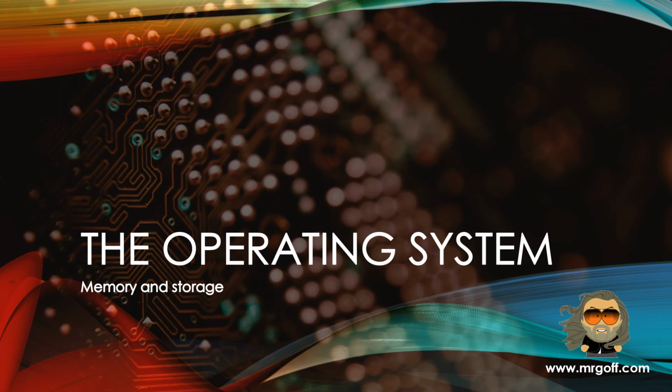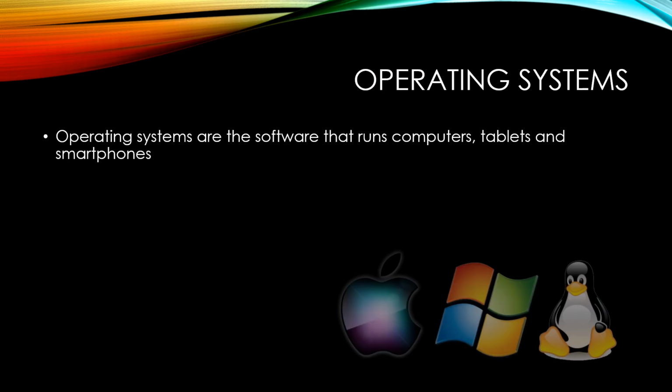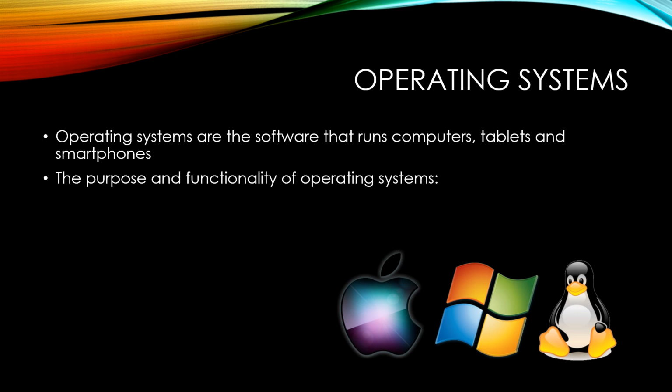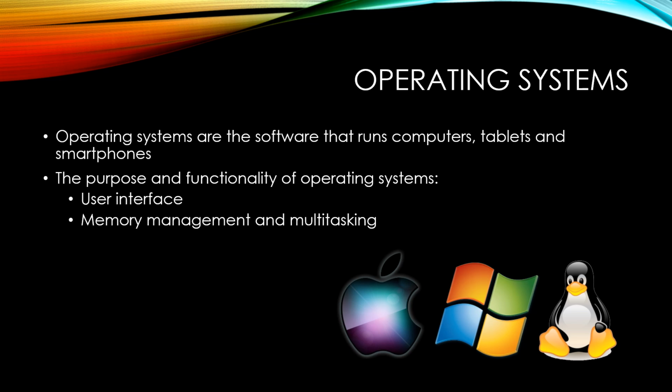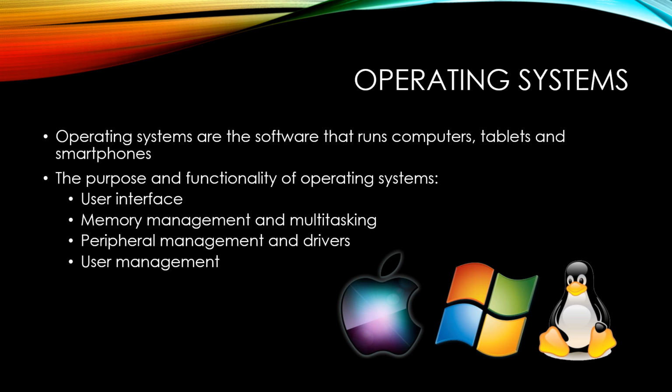This video will focus on the operating system. Operating systems are the software that runs computers, tablets and smartphones. The purpose and functionality of operating systems can be broken down into the following categories: providing a user interface, memory management and multitasking, peripheral management and drivers, user management, and file management. Let's take a look at each of these in more detail now.